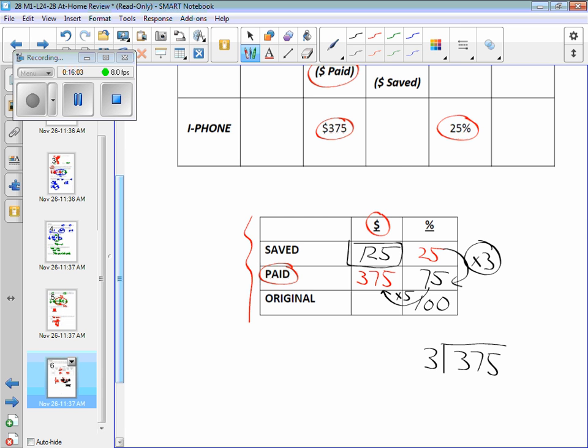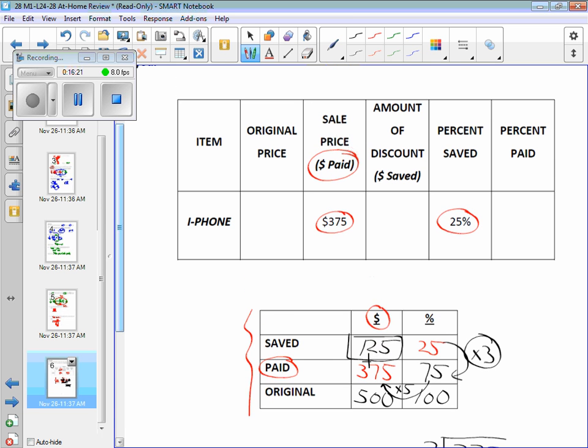And then finally, the amount saved plus the amount paid has to be the original cost. So when you add that to 375, you get 500. And now we have everything we need to put back into the chart. The original price is 500 for the iPhone. The amount that was saved is 125, and the percent paid was 75%.